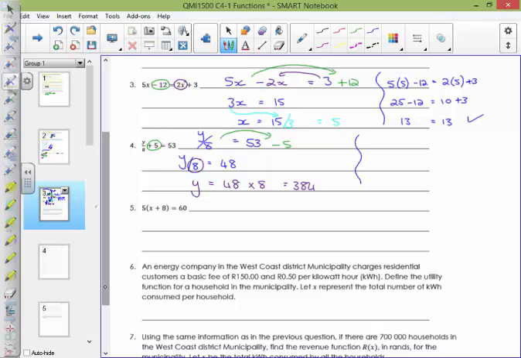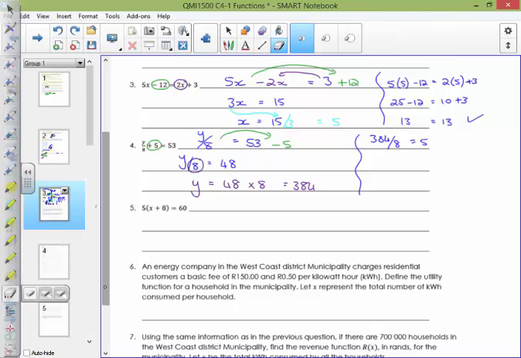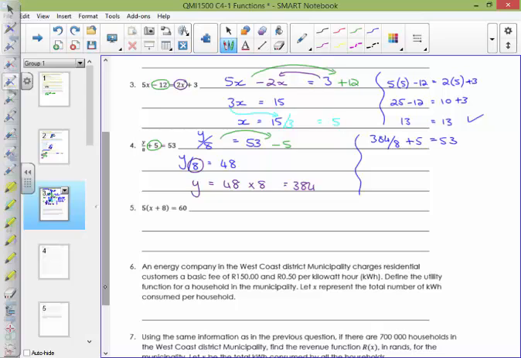Let's check my answer. 384 divided by 8, is that equal to, plus 5, I lied to you. Plus 5, is that equal to 53? 384 divided by 8 gives you 48. 48 plus 5 gives you 53. Yes, it works.